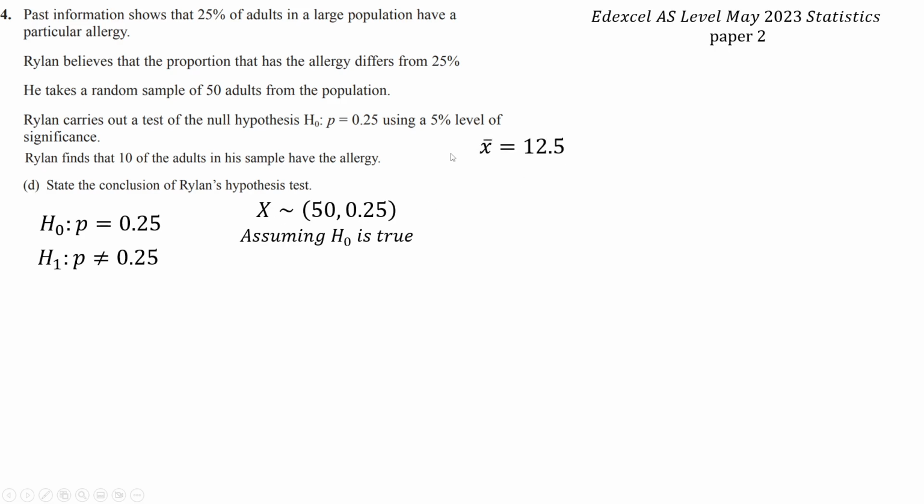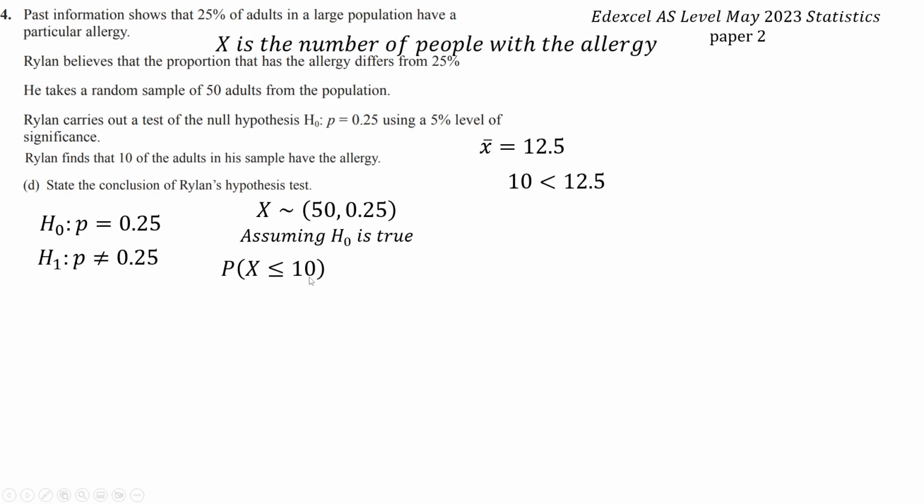Our mean is going to be 12.5 because it's 50 times 0.25. It's 50 over 4, which is 25 over 2, which is 12.5. Because 10 is less than 12.5, that means we're looking for the probability that X is less than or equal to 10. So that's less than or equal to the number of successes from the sample. I'm not going to explain why this is again, I did it on the last question. Maybe just listen to that over again if that helps you. So the probability of X is less than or equal to 10.